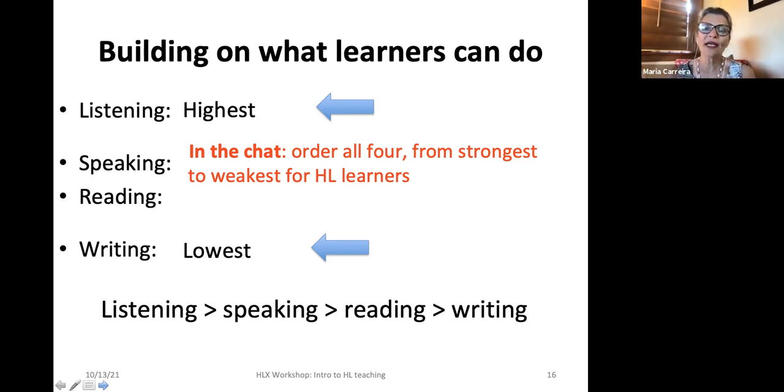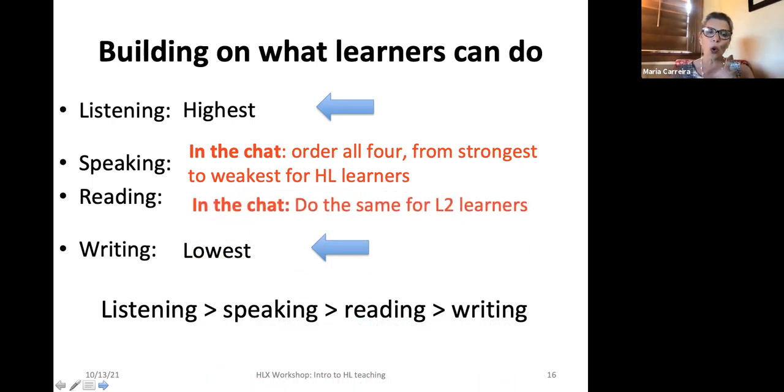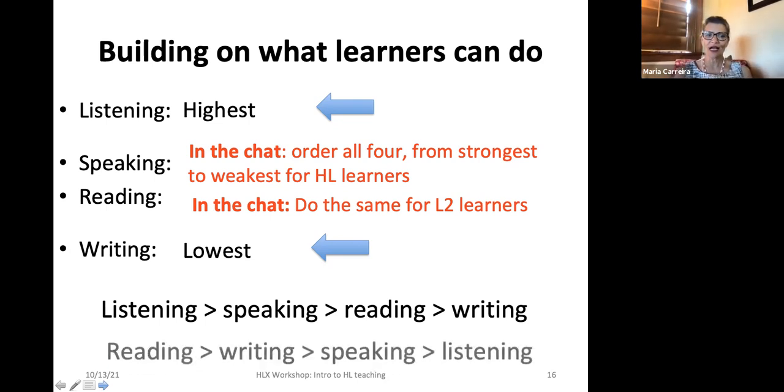Right now, I'm going to ask you to think about L2 learners and do the same for L2 learners. Order the 4 skills. So go from the strongest, what's the easiest thing for them to do, to the most demanding, the hardest one. So let's see, Michael is saying reading, writing, listening, and speaking. Okay. Mi Jong said reading, writing, speaking, and listening. Right. So there's some variation there, but you guys got the idea.